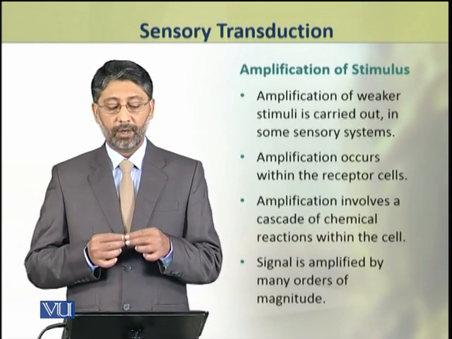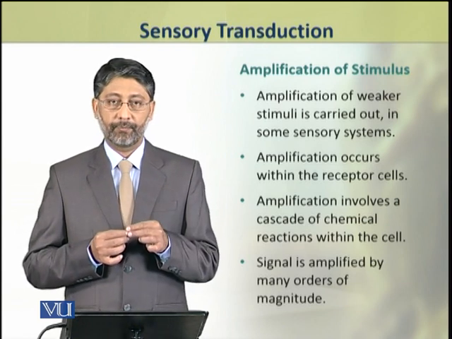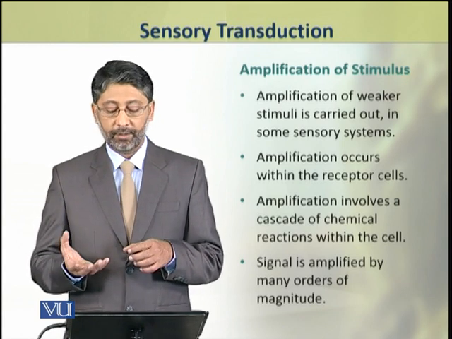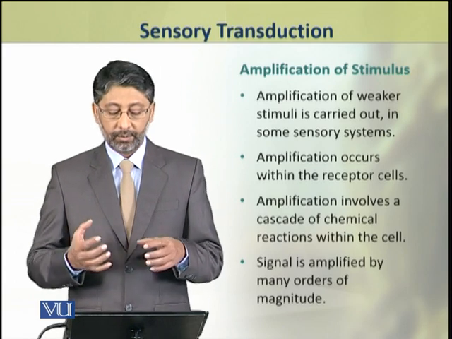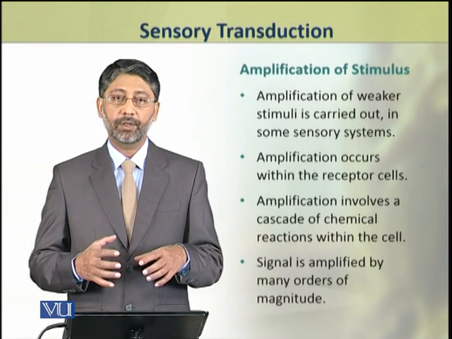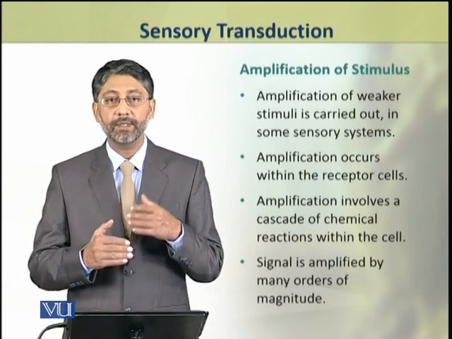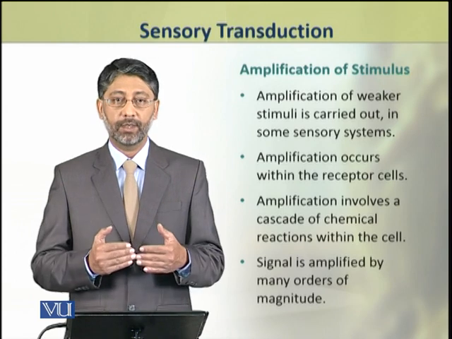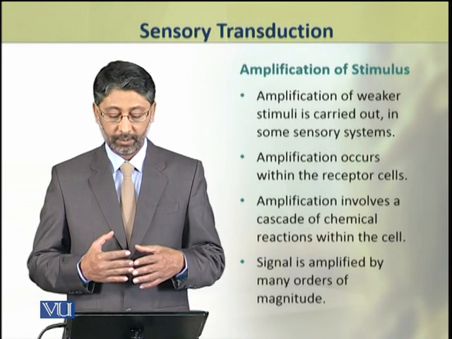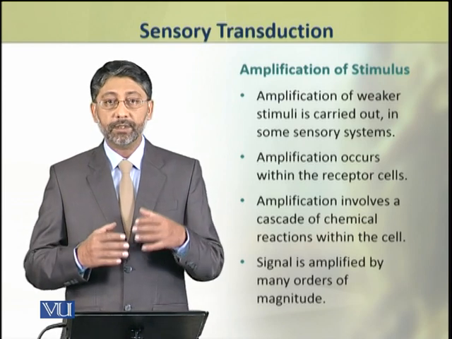The second step of sensory transduction is the amplification of stimulus. Weaker stimuli are amplified in the sensory system. This amplification occurs within the receptor cells. Amplification involves a cascade of chemical reactions, yani a series of chemical reaction hoti hai, jiske natije mein signals amplify hote hain. Ise hum kehte hain cascade of chemical reactions. As a result, signal is amplified many orders of magnitude.